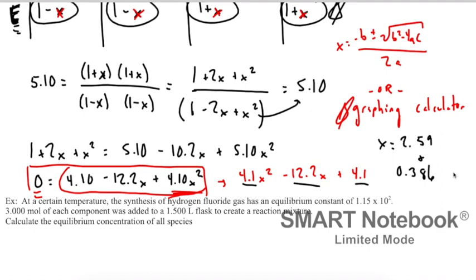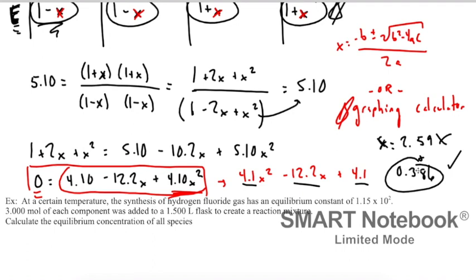Okay, so you guys know about quadratics that typically you'll get two answers. Here are my two answers. Clearly this one has got to be correct because I'm subtracting an X away up here. I cannot end with a negative concentration. I can't end with a negative amount of a chemical. So I'm not going to use this one. I've got to use this one. So I've just discovered what X is.